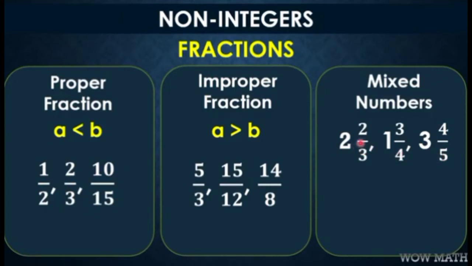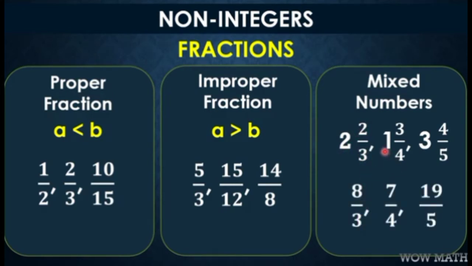Yes, we can express mixed numbers as A over B. Di ba? We can express this as an improper fraction. How? You're going to multiply the denominator by the whole number and then add the numerator. So, 3 times 2, that is 6, plus 2, that is 8, and then copy the denominator. So, we have 8 over 3.